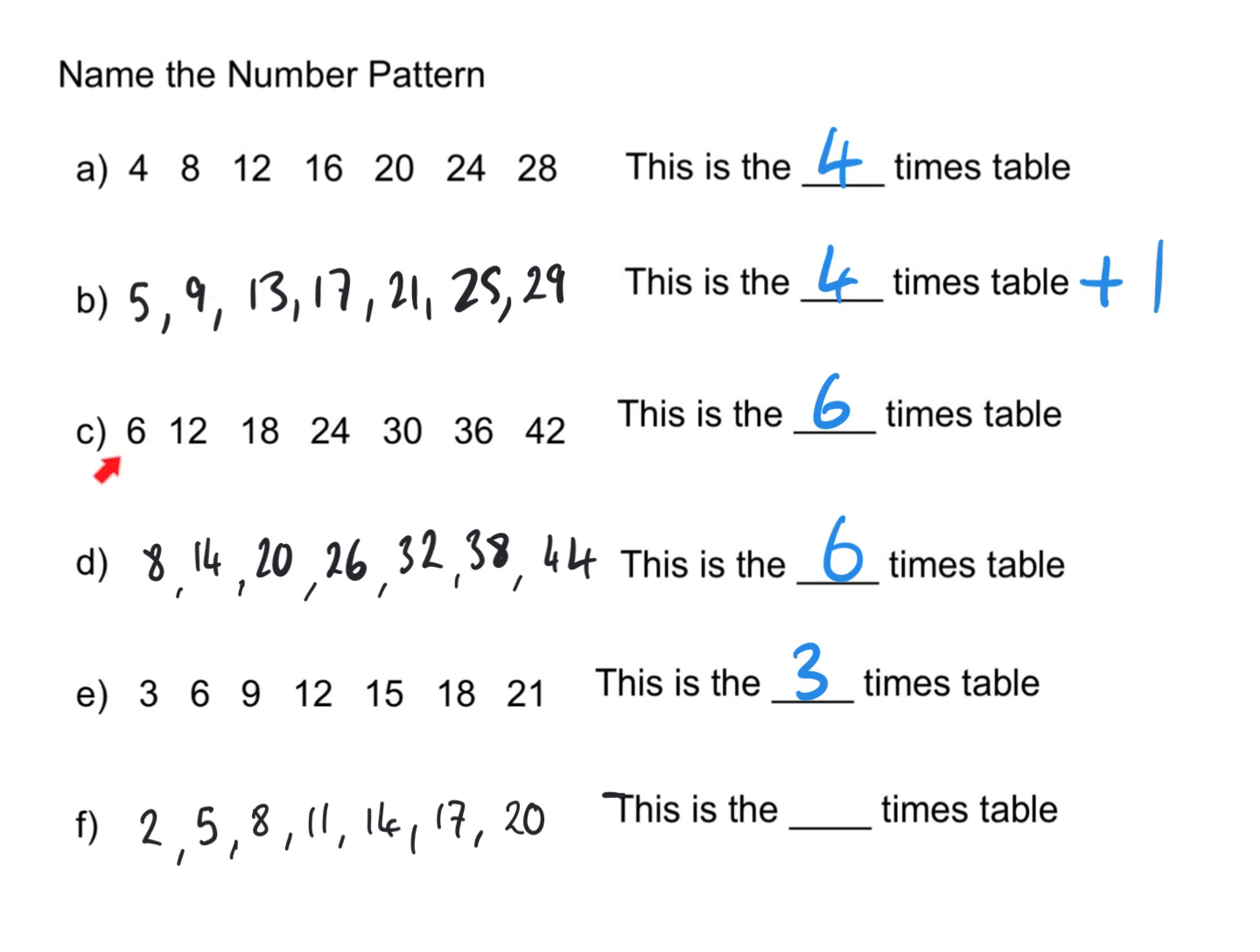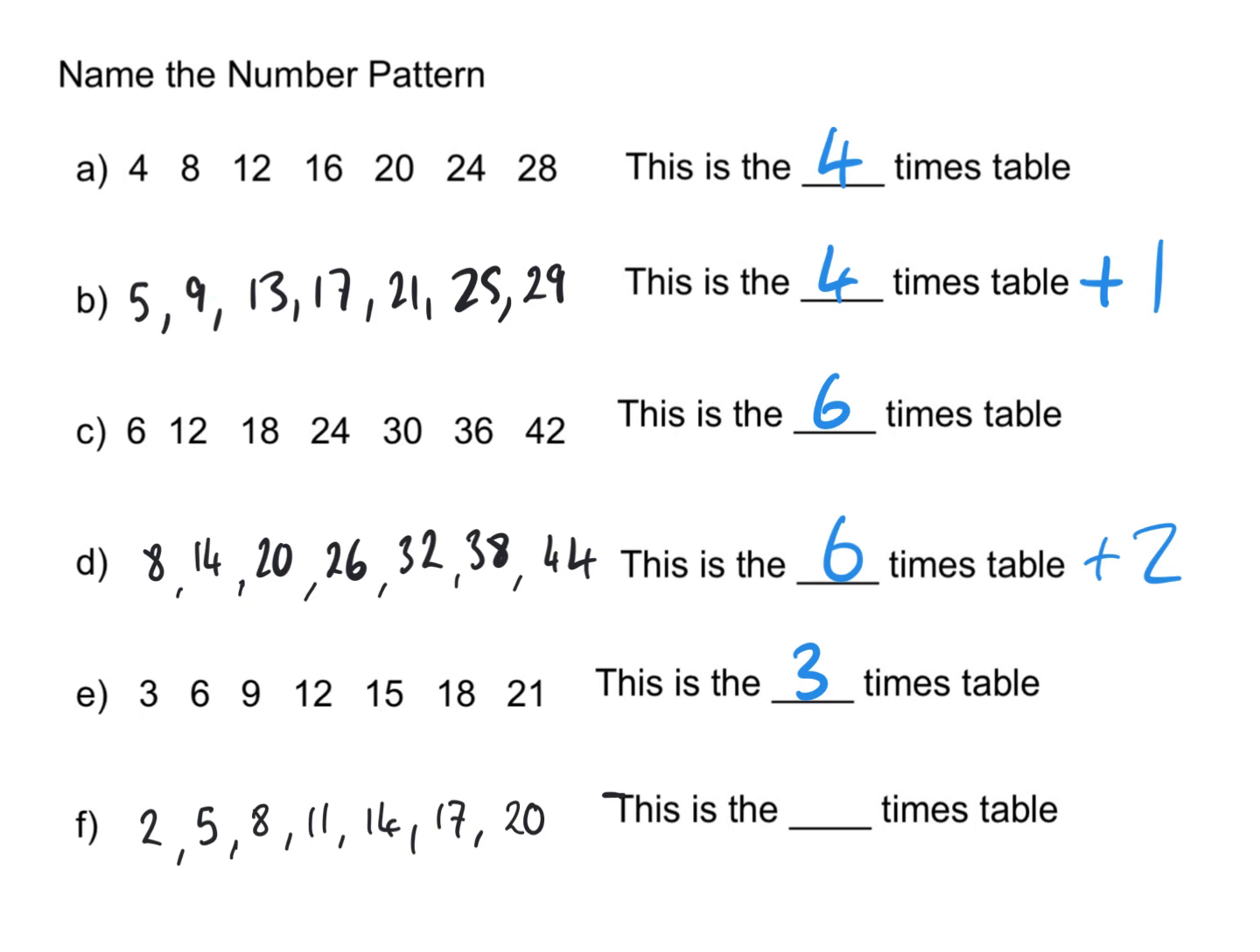So how do I change this 6 times table to get these numbers down at the bottom? How do I go from 6 to 8, from 12 to 14, from 18 to 20 by doing the same thing each time? And you can see here, 6 plus 2 is 8, 12 plus 2 is 14, 18 plus 2 is 20. So to make this correct, it's the 6 times table plus 2. So this is my 6 times table with 2 added on to every number.